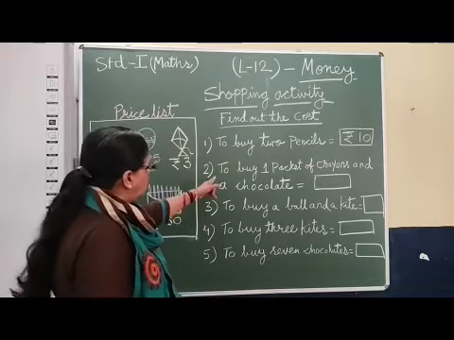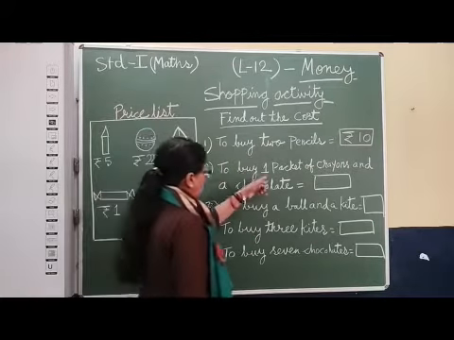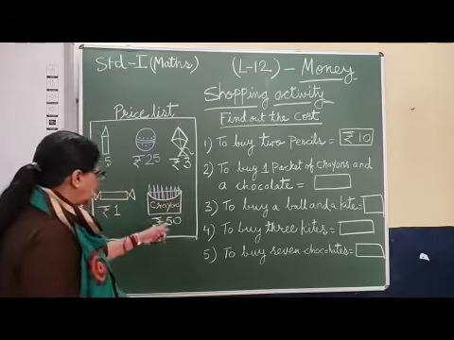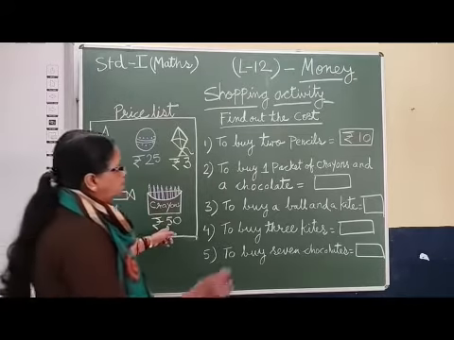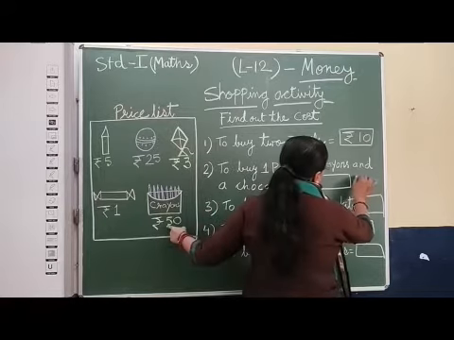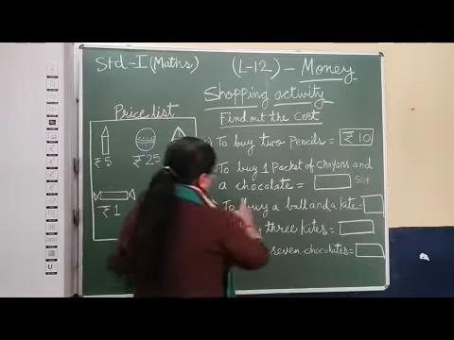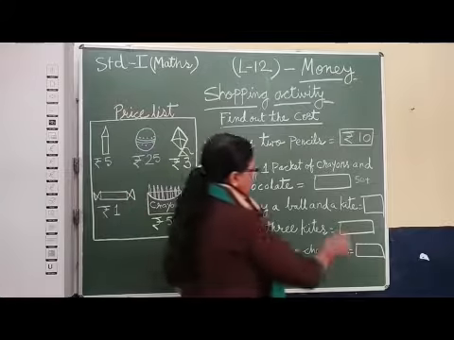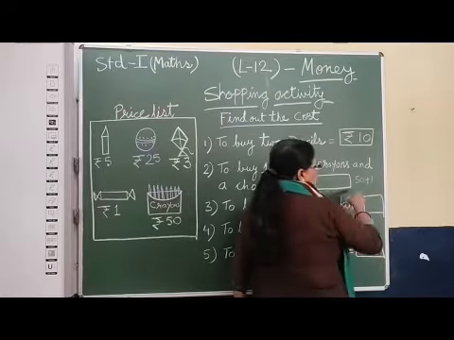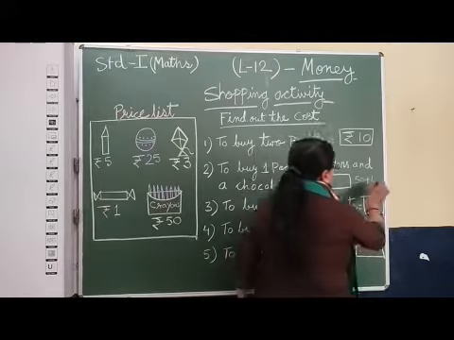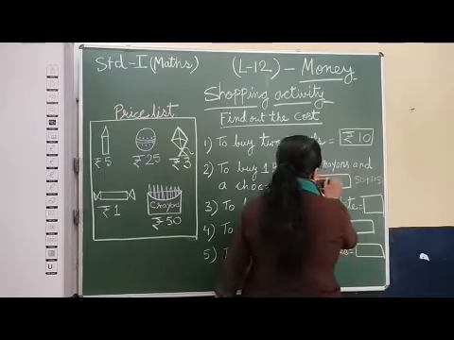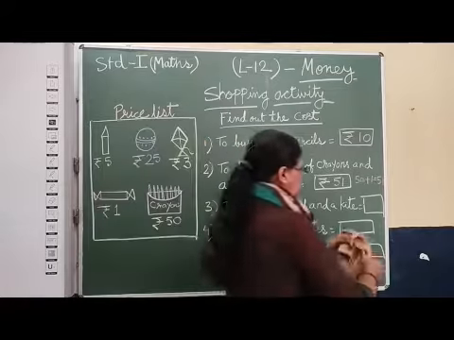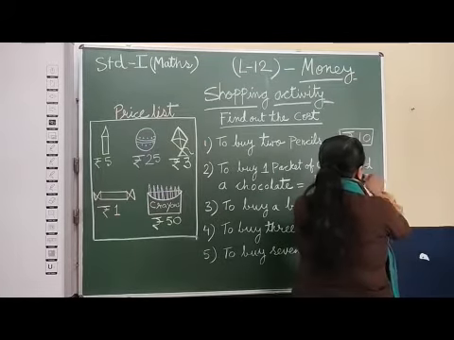Okay. Now, second number. To buy one packet of crayons and a chocolate. Now you can see here, one packet of crayons costs ₹50. Better to write here, and after that you will remove it. ₹50. And one more thing you want to buy, that is one chocolate. What is the cost of the chocolate? ₹1. So here you will write ₹1. 50 + 1 = 51. So how much do you have to pay to the shopkeeper? ₹51. Afterwards, you remove that part. This is for your help.